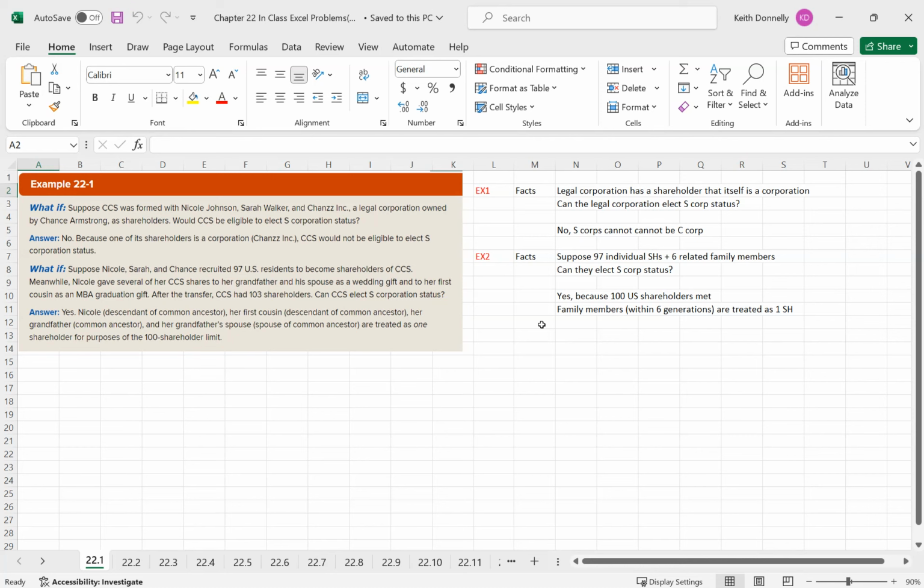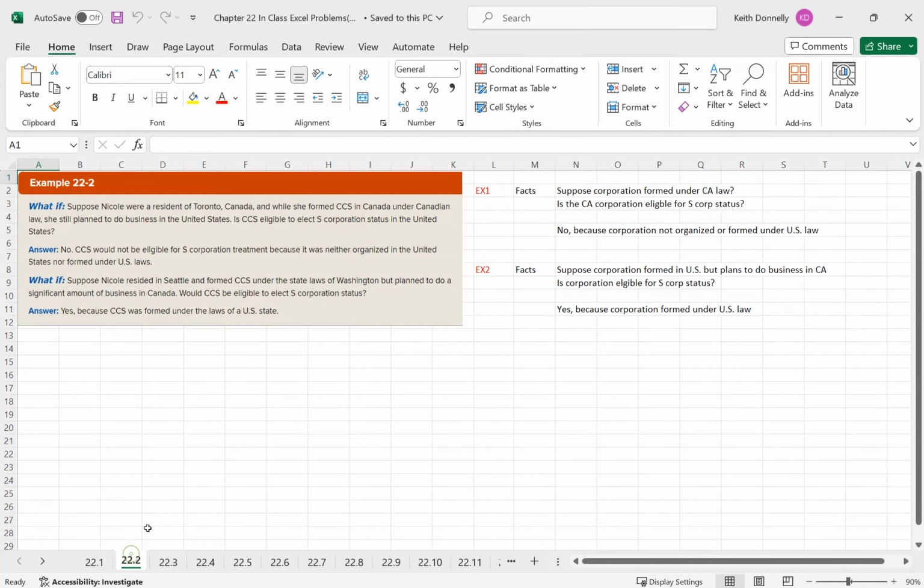Likewise, the next one here, it says, hey, we have 97 individual shareholders plus 6 related family members. So there's 103 total. Can this organizational structure give rise to S Corp status? Well, yeah, it can, right? Even though it looks like we have 103, we really only have, in this case, 98 shareholders. The 97 individuals plus the one, right, that has 6 people in it, because the family members are like one bubble there.